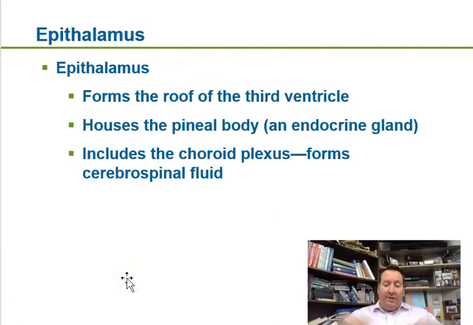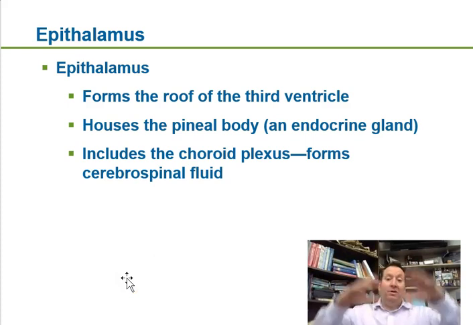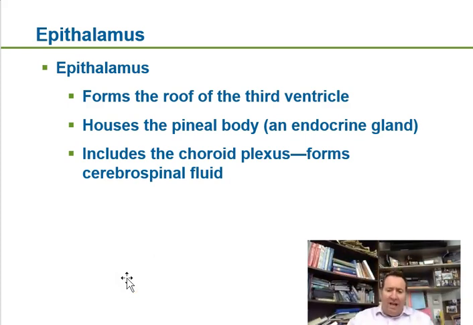So the next structure that we have is the epithalamus. If I'm in the thalamus and I look up, I'm going to see the epithalamus. Now, the epithalamus is cool in that it is the area that has some choroid plexuses that are going to produce cerebrospinal fluid. If you remember, cerebrospinal fluid is this clear fluid that bathes the central nervous system. It provides nutrients to the central nervous system and removes waste products. It's also going to cushion the brain itself to help prevent injury. So cerebrospinal fluid is vitally important.